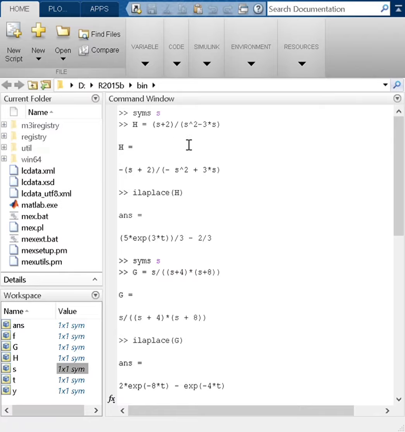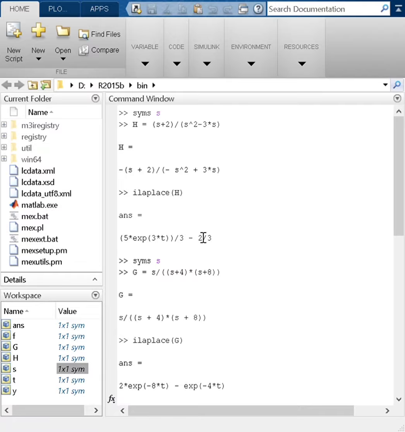And then we hit enter, and then this is the new equation. And then we wrote the ilaplace, inverse Laplace for the H. And then this is the final answer: 5 exponent by the power of 3t over 3 minus 2 over 3.